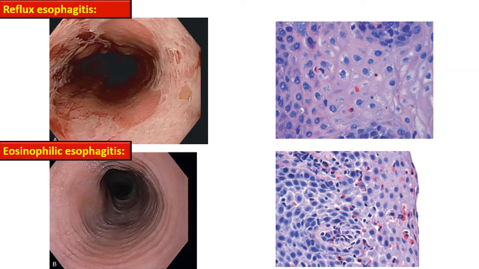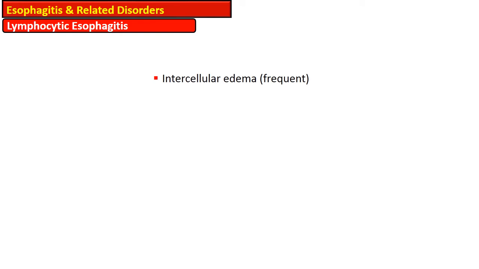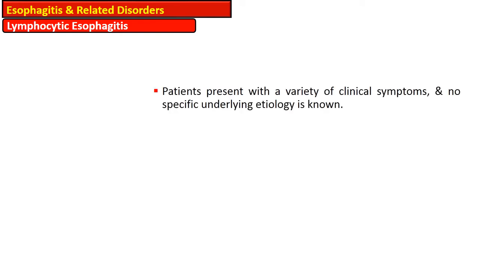Another condition is termed lymphocytic esophagitis. That is a rare condition, and it is characterized by marked esophageal lymphocytosis in the peripapillary zones with rare or absent granulocytes. There is intercellular edema, and the patient presents with a variety of clinical symptoms, and no specific underlying etiology is known.